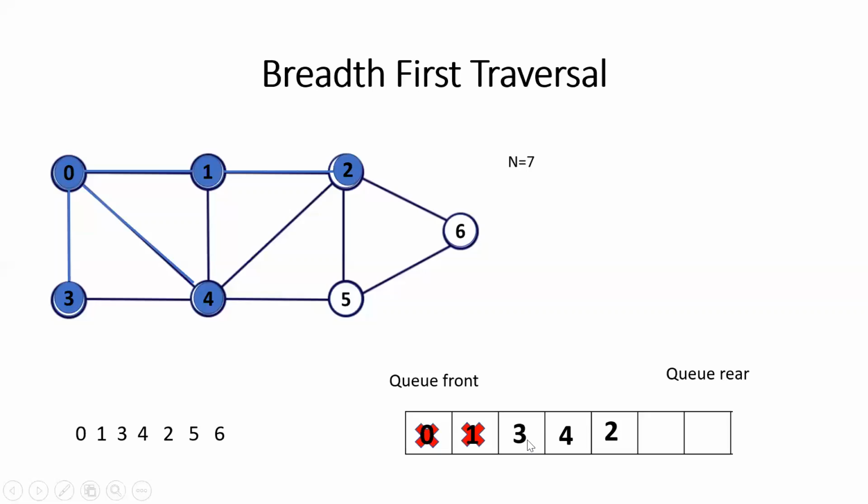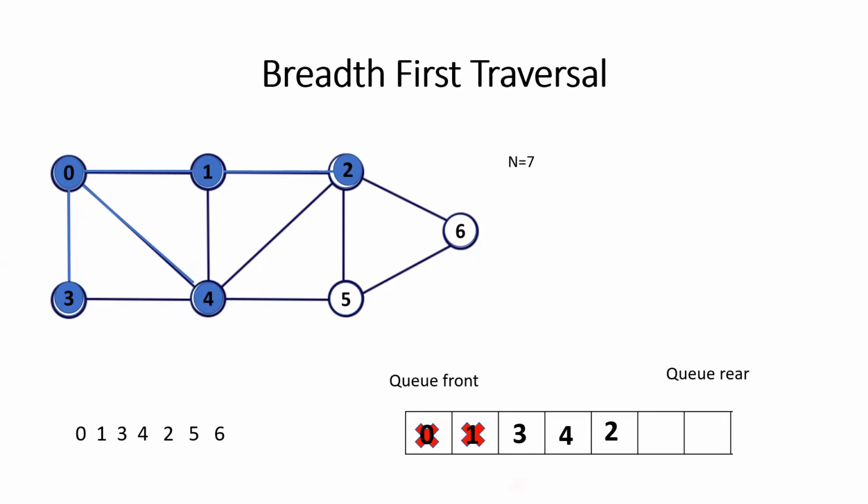Now which is the vertex which is in front of the queue? We have 3, ma'am. What are the adjacent vertices of 3? 0 and 4. We can see that both 0 and 4 are already visited. Only 2 adjacent vertices, but both are visited. So what we have to do, we have to delete 3 from the queue. 3 was in front of the queue. So we finished exploring all the adjacent vertices of 3.